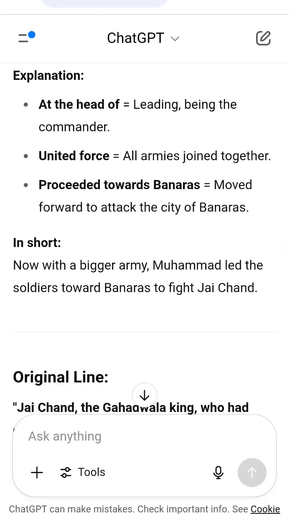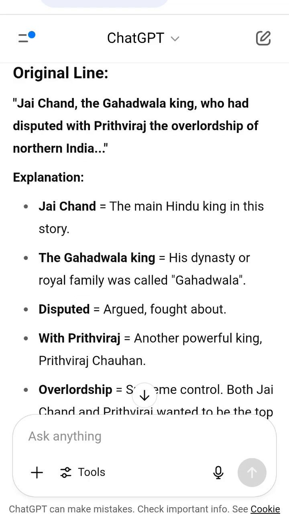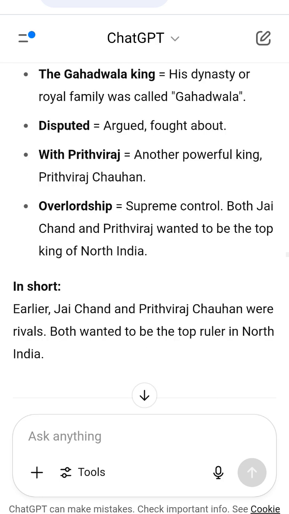Muslim writers of the time even called him the greatest Hindu ruler of his age. He had earlier refused to help Prithviraj Chauhan when Muhammad of Ghur attacked in 1191-92. They had political rivalry. Both wanted to be the main ruler of North India.